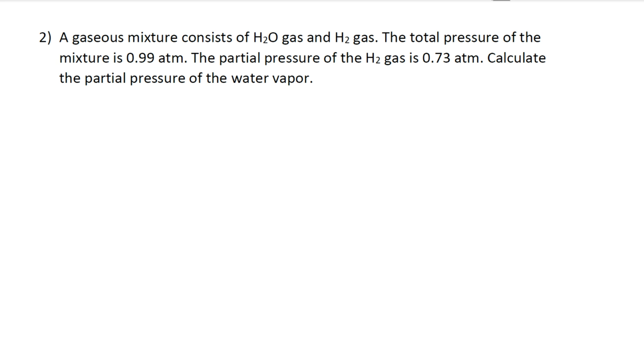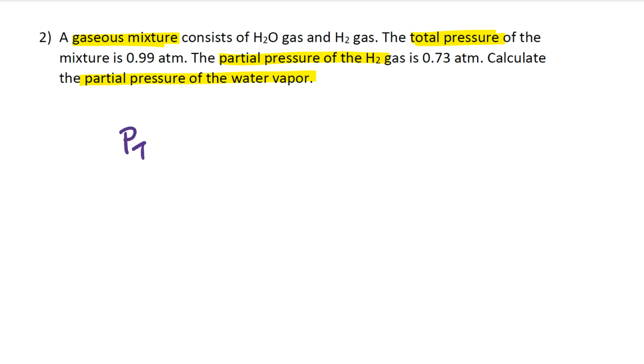Now for example number 2, we have a gaseous mixture which consists of water vapor, or H2O gas, and hydrogen gas. The total pressure is 0.99 atm and the partial pressure of hydrogen is 0.73 atm. Calculate the partial pressure of the water vapor. So again, I'm highlighting those key words. I know this is going to be a Dalton's law problem because I see a gaseous mixture. They're talking total pressure and partial pressures.